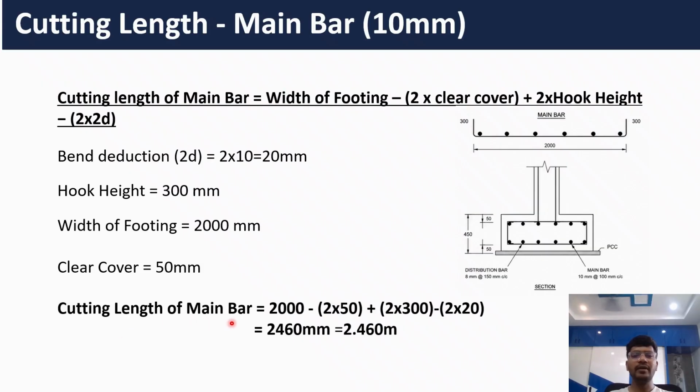So the cutting length of main bar equals 2000 minus 2 times clear cover, 2 multiplied by 50, plus 2 times hook height, 2 multiplied by 300, minus 2 times bend deduction, 2 multiplied by 20. If you calculate it, it comes to 2460 mm. So each main bar should be cut 2.460 meters exactly in the field.